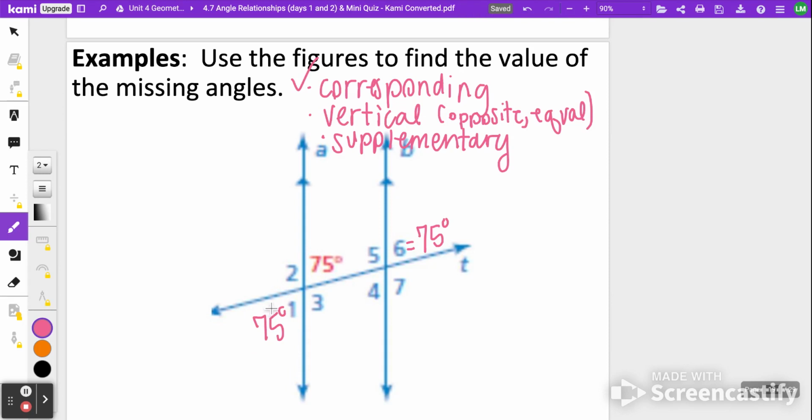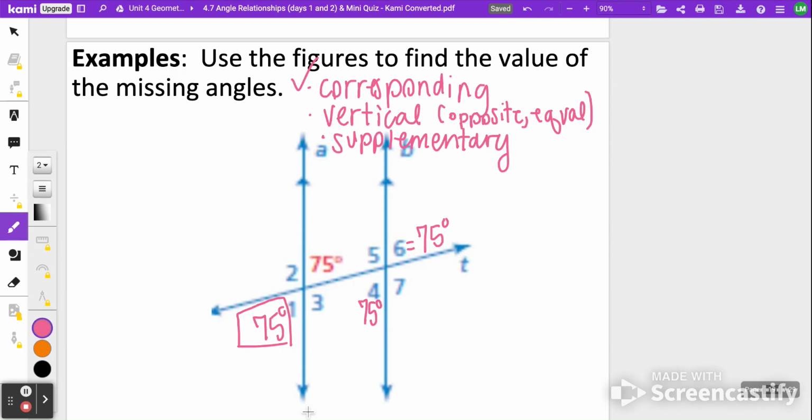Do you see another vertical angle? The other vertical angle we have is angle 4 from angle 6. Both of those are going to be 75 degrees. Or you can just say if angle 1 is 75 degrees, angle 4 corresponds with angle 1. So 4 would also have to be 75 degrees.